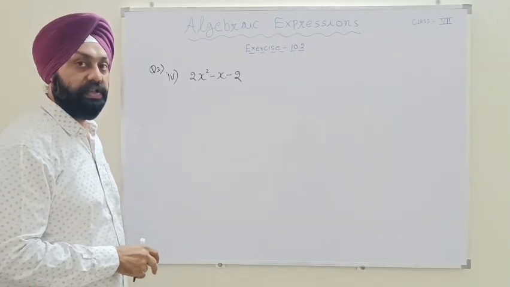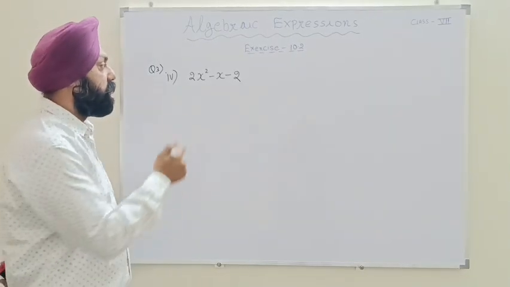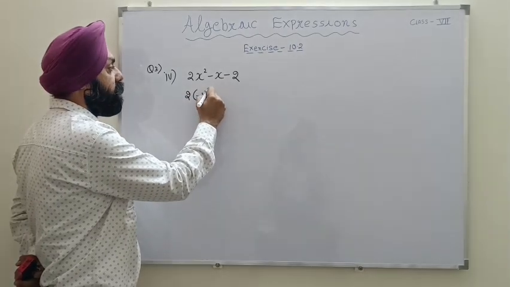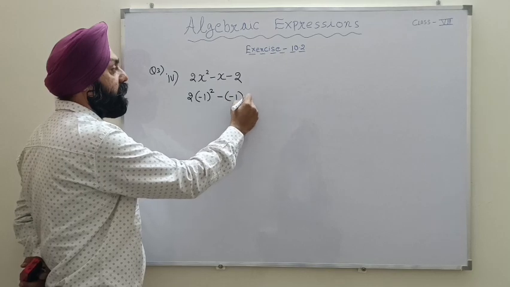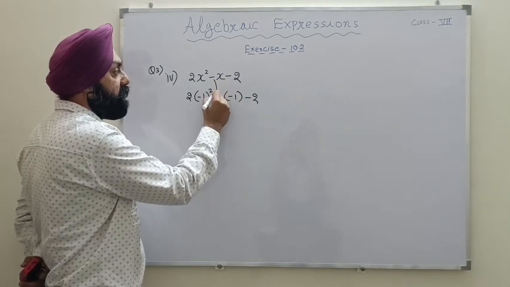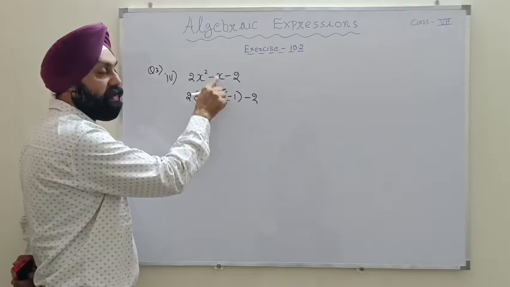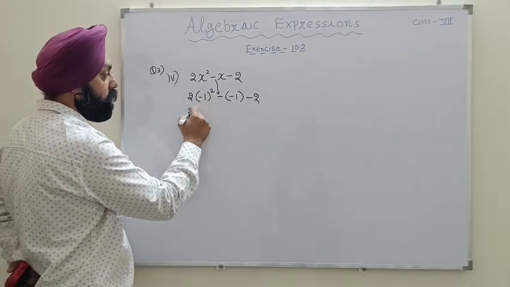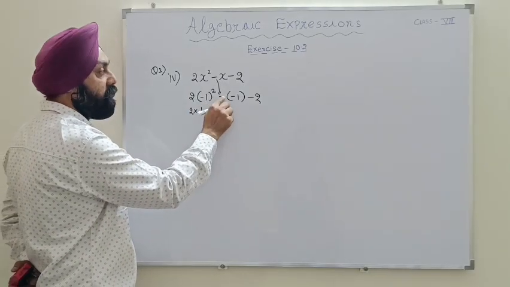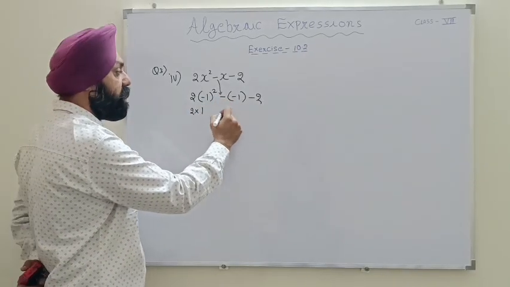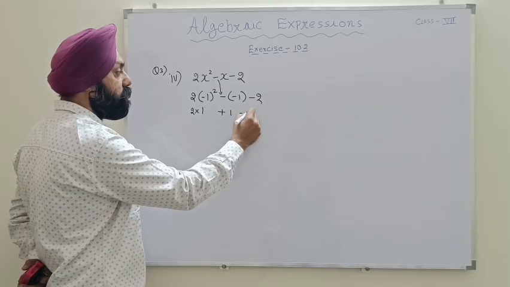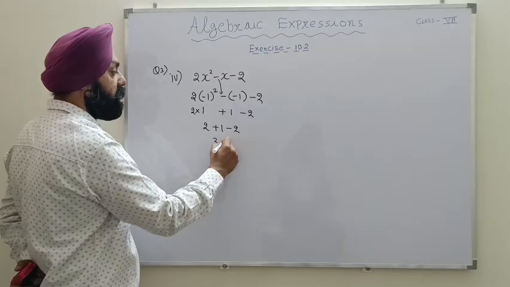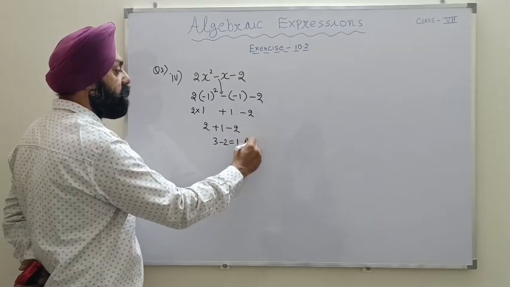So the fourth expression is 2x square minus x minus 2. Again we will put the value of x as minus 1. So 2 times minus 1 square, minus of minus 1, minus 2. This minus is already given in the question, and this minus has come because x is minus 1. So 2 into minus 1 square will give positive 2. This minus and this minus will become positive. So again we have 2 plus 1 minus 2. So 3 minus 2 will give 1 as the answer.